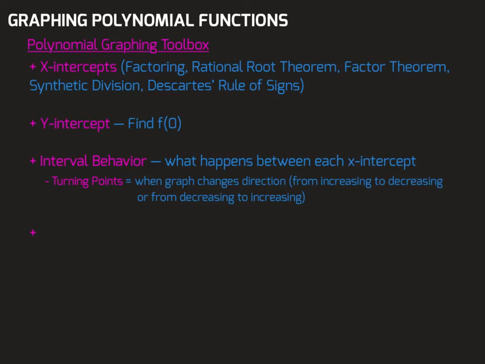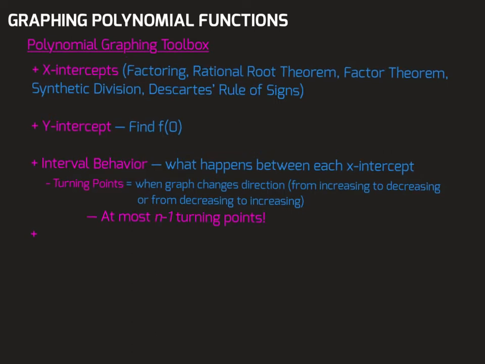Think about your quadratic functions that we've been studying. When do those change direction? That's right, at the vertex. That's an example of a turning point. A graph can have, at most, n-1 turning points. Remember, n is the degree of our polynomial.